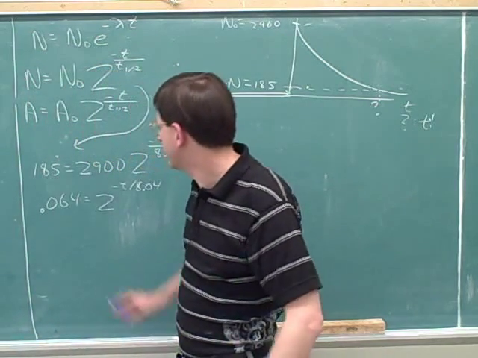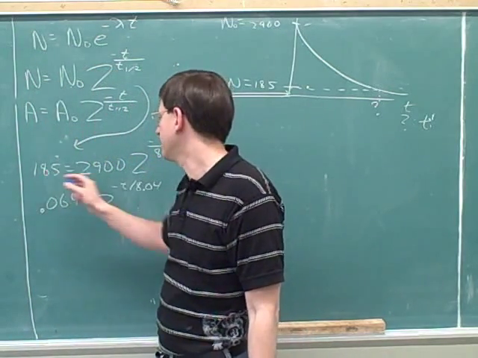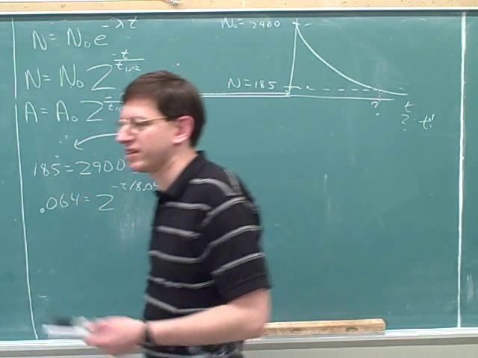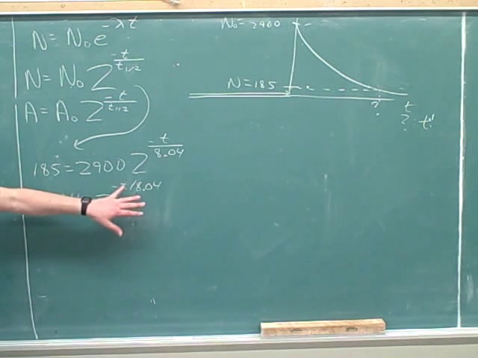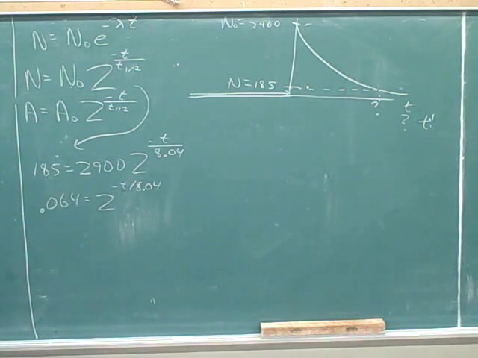That's a good instinct. We might as well divide these two numbers into each other. 185 divided by 2900 to simplify the equation. And then take the log of both sides. How do we know we have to take the log? Because we got another situation with a variable and an exponent. It always helps to take the log to get rid of a variable and an exponent.